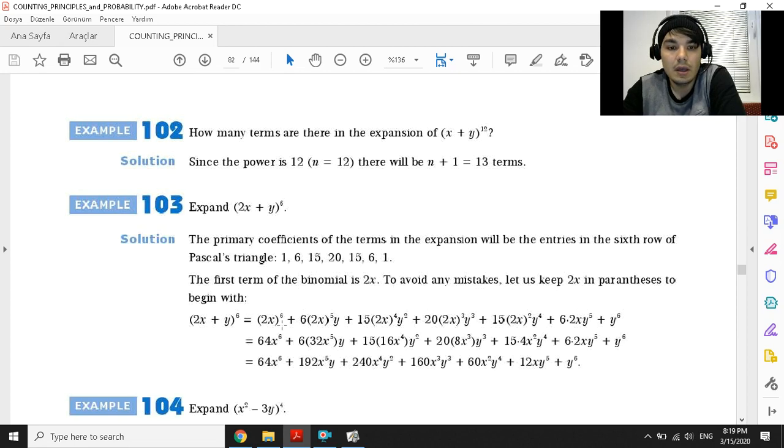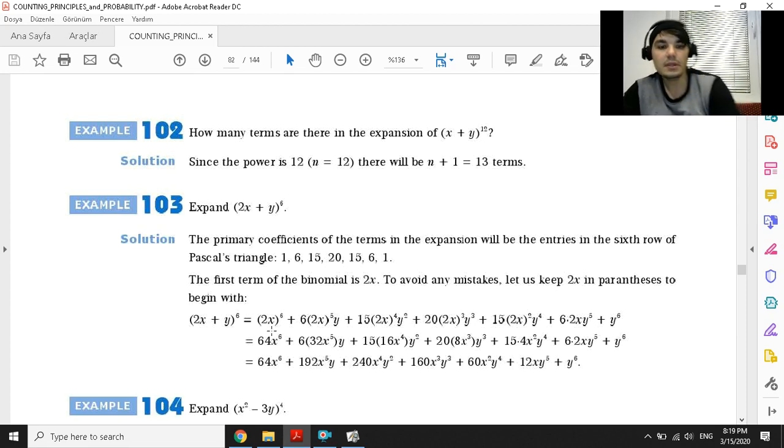Okay. As I told you before, we will decrease the power of the first term for every single step from left to right. So here the power of the first term is 6, and after that, for the second part, it's going to be 5. For the next parts, 4, 3, 2, 1, and 0. And after that, we will increase the power of y. So here the power of y is 1, and after that, 2, 3, 4, 5, and 6.